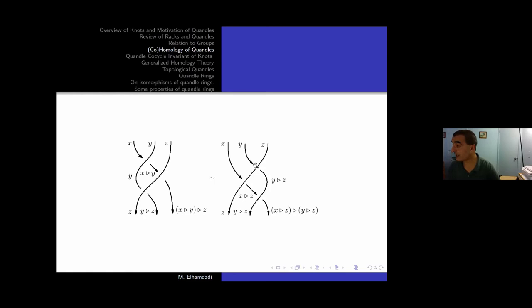Because I'm using an abelian group. If I do things with a non-abelian group, they remain and you have to be careful. Then again, if you ignore these two crossings, you're going to have phi of xy plus phi of x triangle y, z equal phi of xz, phi of xz, yz, which is exactly the two cocycle condition here.